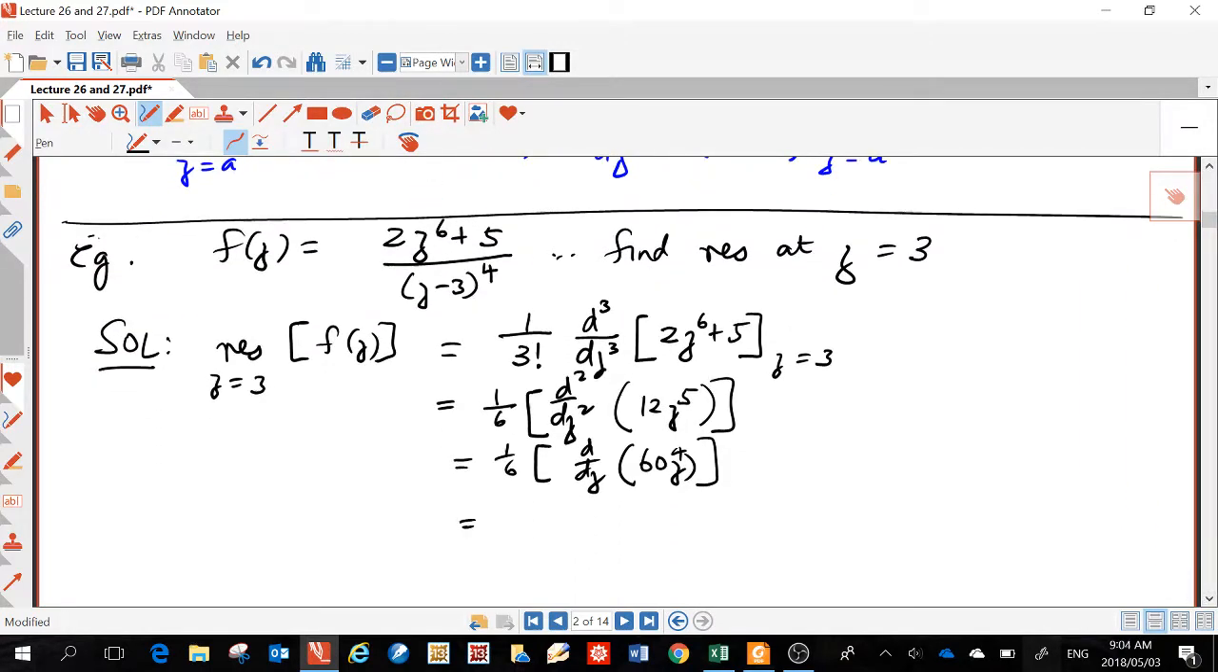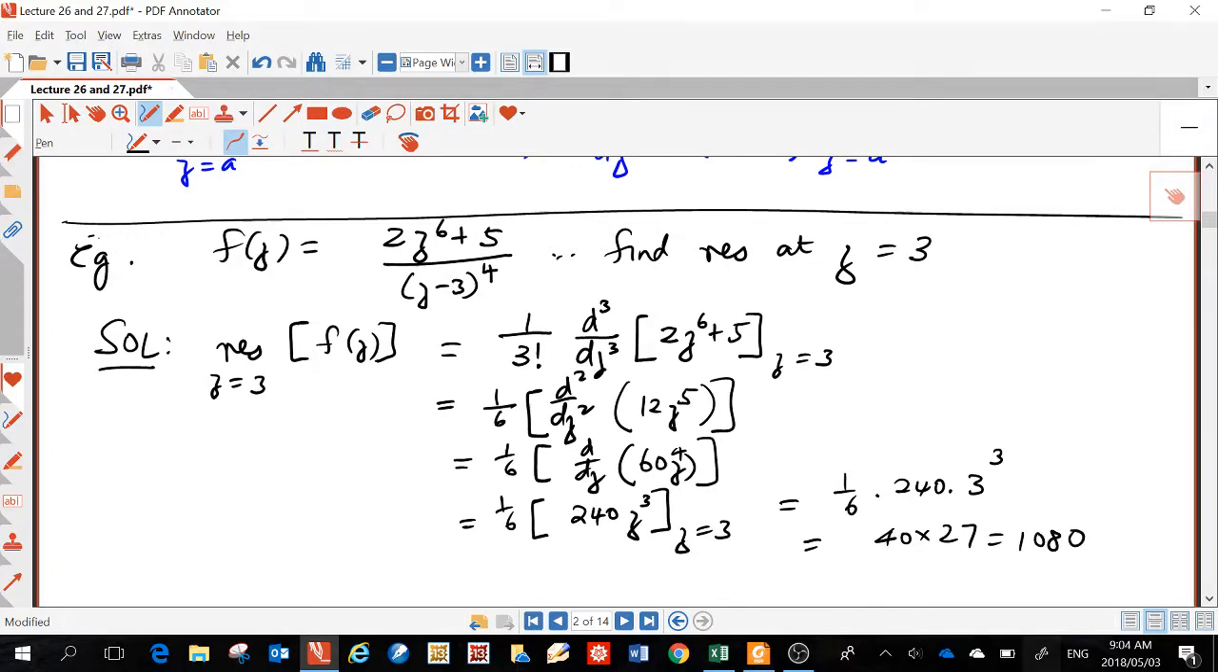Last one, 1/6. So d/dz will be 240 z^3. Now we plug in z equals 3, so it becomes 1/6 of 240 times 3^3. It's 40 times 27. 1080. That's the value of the residue. And that residue will be used to compute some integral. The integral of something is 2 pi i times the residue. So this might have a times 2 pi i in the future.